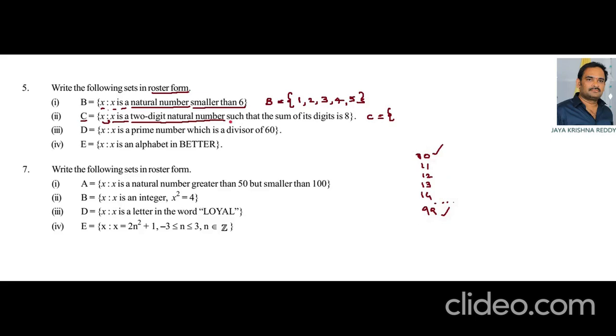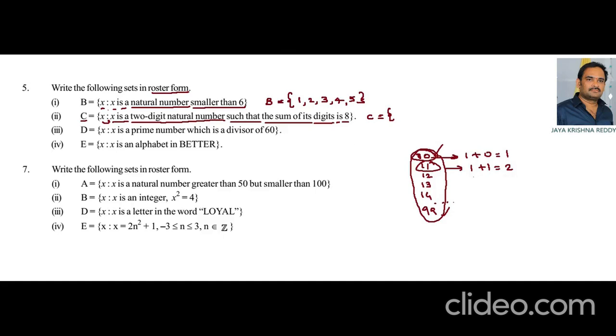One more condition is given here, such that, means you have to select numbers from these 2-digit numbers, like the sum of its digits should be 8. Means the sum of the 2 digits in the number should be equal to 8. Suppose the first number is 10. What is the sum of these 2 digits? 1 plus 0 is 1. The second number is 11. The sum of the digits, 1 plus 1, is 2.